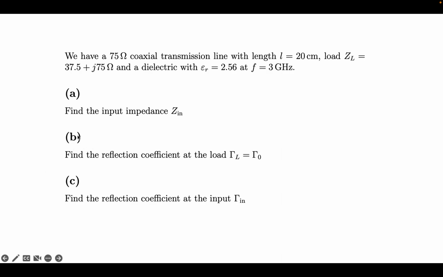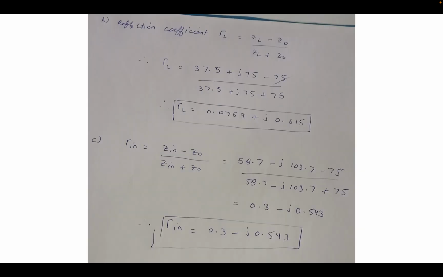So now what the question is asking, find the reflection coefficient at the load. Okay, so you know what will be the reflection coefficient. The reflection coefficient at the load will be ZL minus Z0 upon ZL plus Z0, right? So here you can write the reflection coefficient, which will be ZL minus Z0 upon ZL plus Z0. Now from here you can plug in the value of ZL, which is 37.5 plus j times 75, and minus 75, which is the Z0.